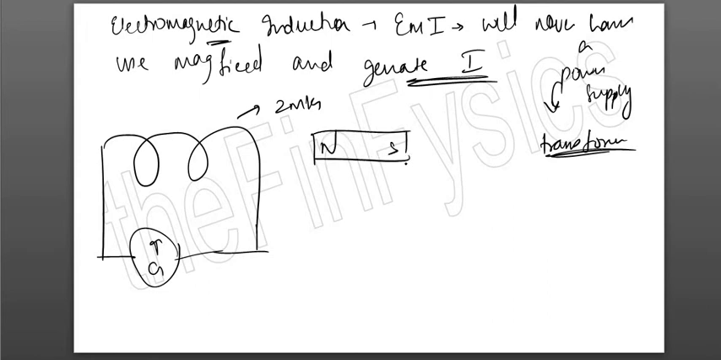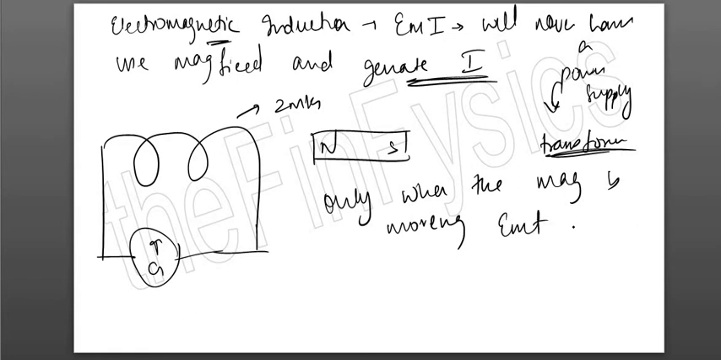This experiment was done by Faraday, so it is also known as Faraday's law of electromagnetic induction, and he found out that only when the magnet is moving, EMF is induced.